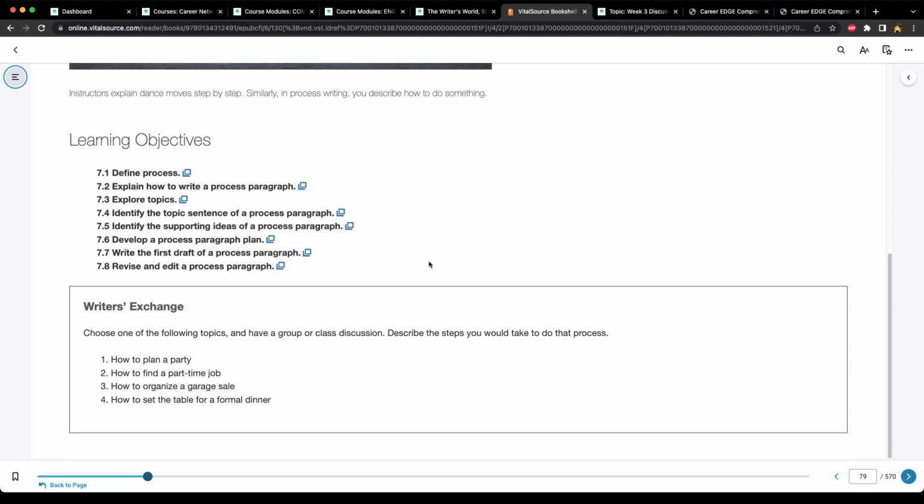So let's look at some examples. Choose one of the following topics and have a group or class discussion, right? Describe the steps that you would take to do that process. Like here, how to plan a party. If I were to ask all of you how would you plan a party, you would give me a process of what to do, or how to find a part-time job.